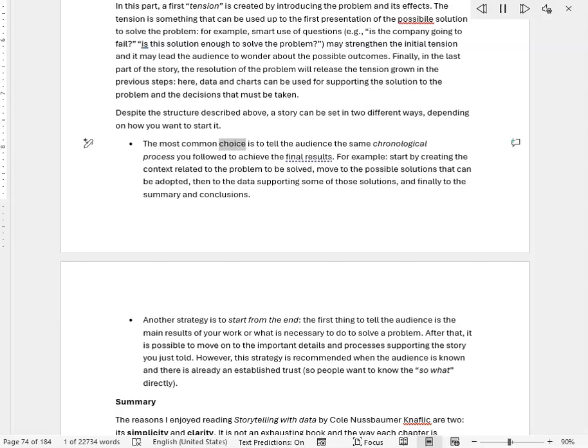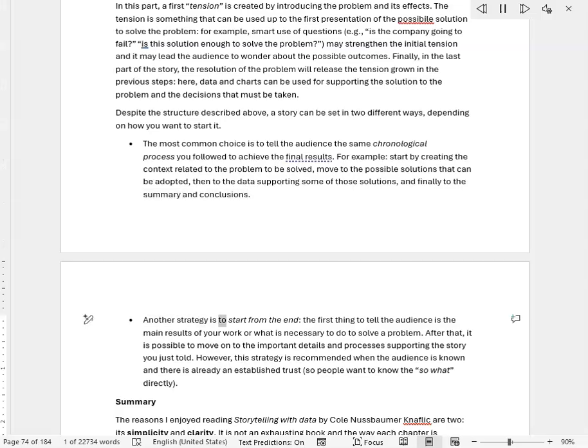The most common choice is to tell the audience the same chronological process you followed to achieve the final results. For example, start by creating the context related to the problem to be solved, move to the possible solutions that can be adopted, then to the data supporting some of those solutions, and finally to the summary and conclusions.